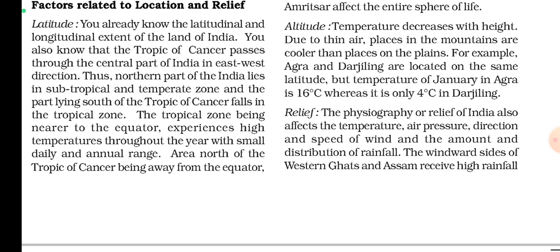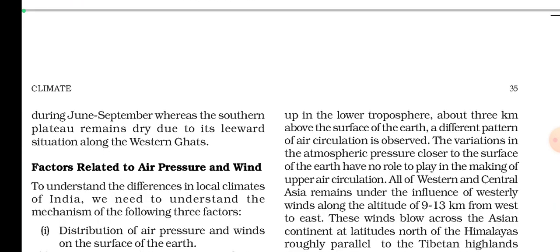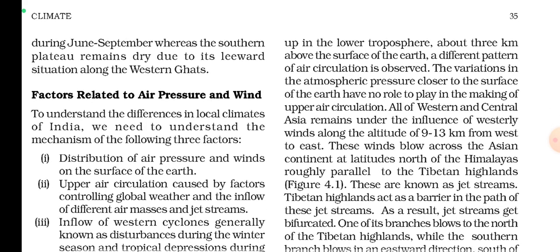Relief. The physiography or relief of India also affects the temperature, air pressure, direction and speed of wind, and the amount and distribution of rainfall. The windward sides of the Western Ghats and Assam receive high rainfall during June-September, whereas the southern plateau remains dry due to its leeward situation along the Western Ghats.